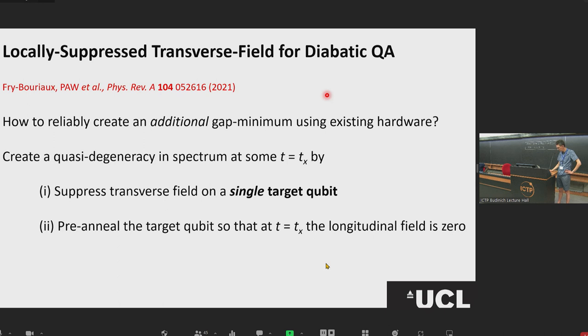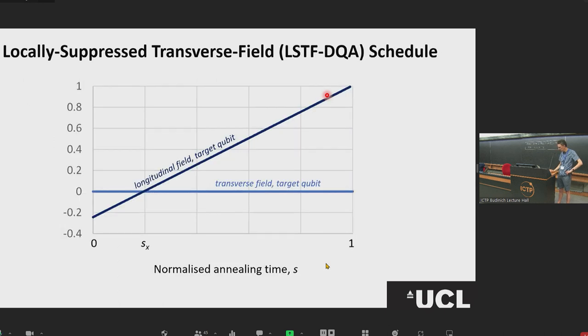So let me just explain that with a cartoon or two. So here we've got a multiple qubit problem, but I'm only showing you in this particular graph the single qubit that we call the target qubit. So we have a longitudinal field ramp, for example, could be linear, and that's not critical. But the key point is the transverse field on the target qubit is zero throughout the anneal. So for times less than Sx, we assume our target qubit is in the ground state, which I'm calling spin up. As I go through this point where the longitudinal field changes sign, because there is no transverse field, there's no mechanism for the target qubit to flip. So the target qubit stays in the spin-up state, but now that's the first excited state.